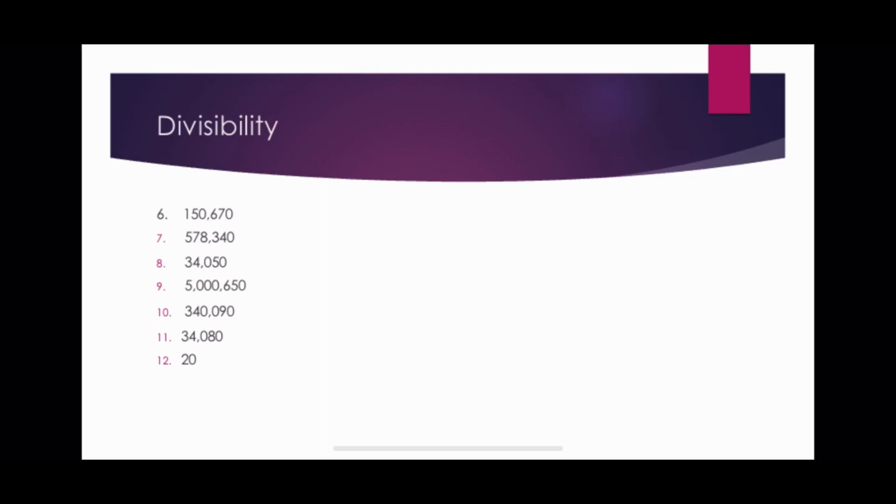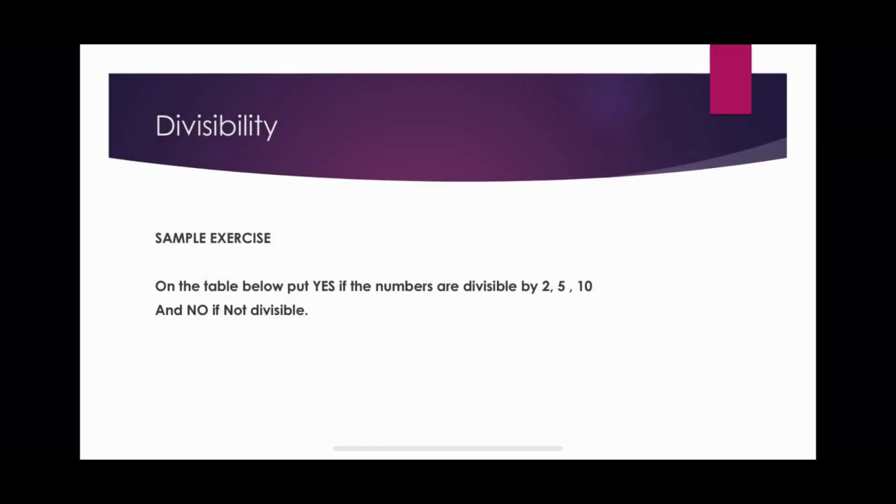So mostly, the numbers that end with 0 are, of course, divisible by 10 as per the divisibility rules. So again, by simply looking at the number, you can tell whether to divide the number because of the divisibility rules.